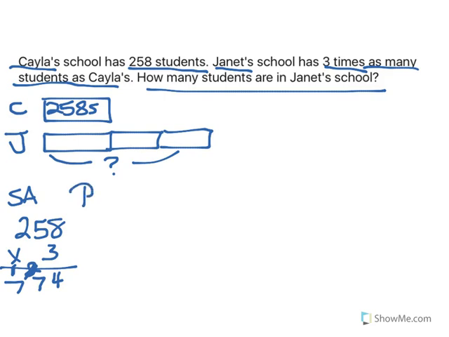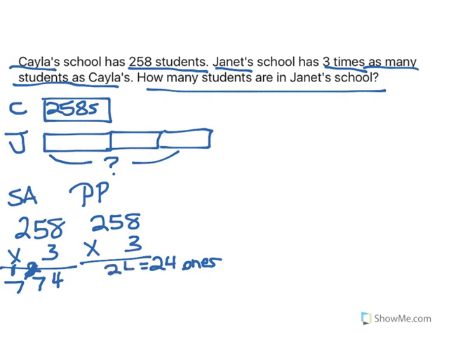The next one I'm going to do is partial product. I'm going to do 258 times 3. I do 8 ones times 3. 8 ones times 3 is 24 ones. So I write 24, which is 2 tens, 4 ones.